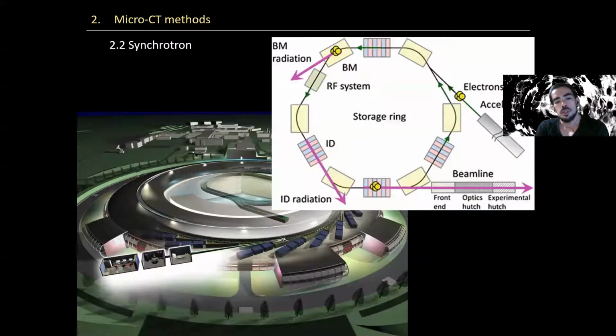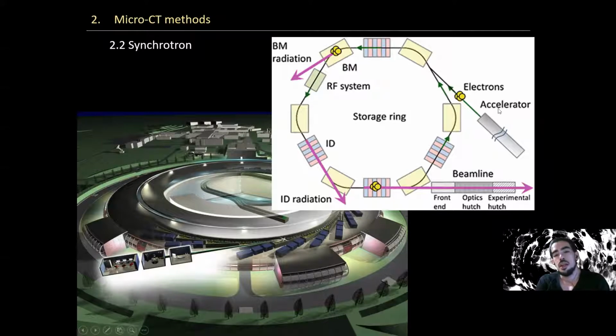And to understand, this is nearly the same as with the lab microCT. We have an electron source, an electron gun, shooting electrons into a ring, a storage ring. And in this storage ring, electrons are moving in a circular way. Why are they moving in this circular way? Because there are some magnets producing magnetic fields, which move the electrons in this circular way.